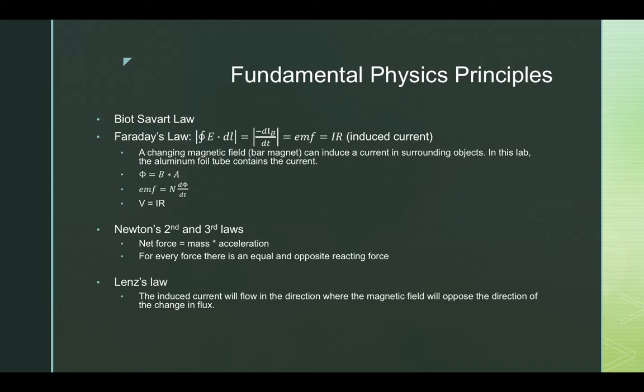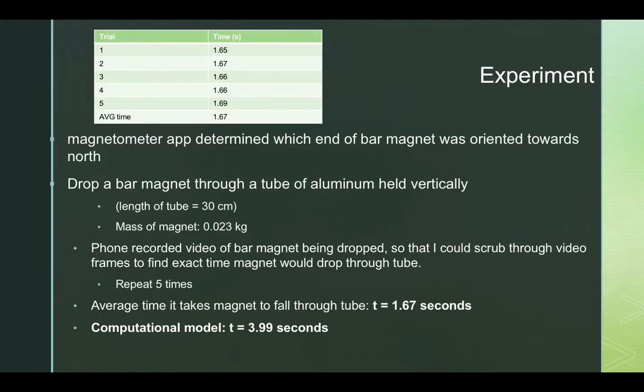We know that flux is equal to the magnetic field times the area, and we also know EMF, that's Faraday's law, and then electric potential is equal to the current times the resistance. We also know Newton's second and third laws, which state that net force is equal to mass times acceleration, and that there are equal and opposite reacting forces for every force. Lenz's law also states that the induced current will flow in the direction where the magnetic field will oppose the direction of the change in flux.